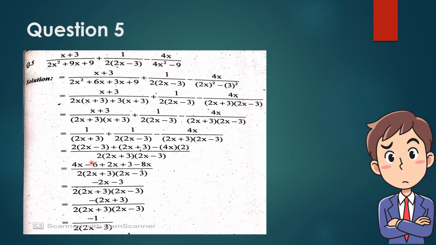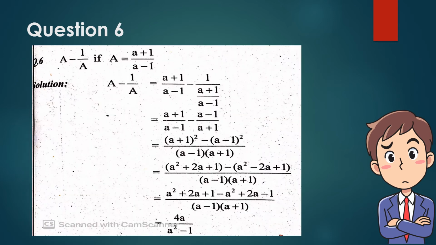Now you have 4x minus 6 plus 2x plus 3 minus 8. You will get minus 2x minus 3, and by taking minus common you will be left with 2x plus 3. It will be cancelled out with the denominator 2x plus 3, and we will be left with minus 1 over 2 into 2x minus 3.